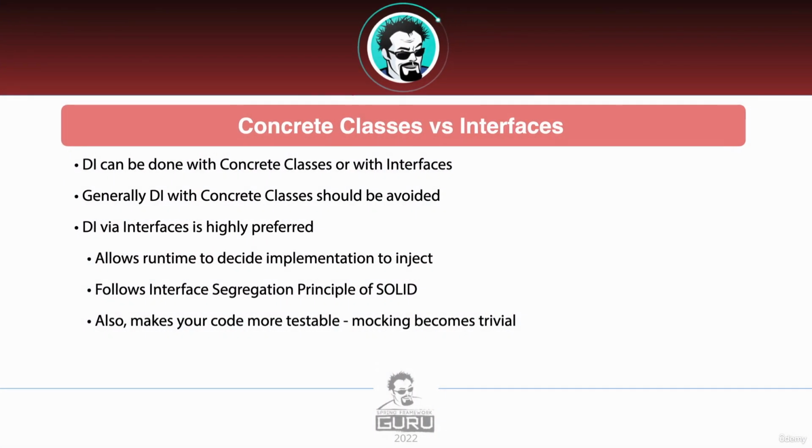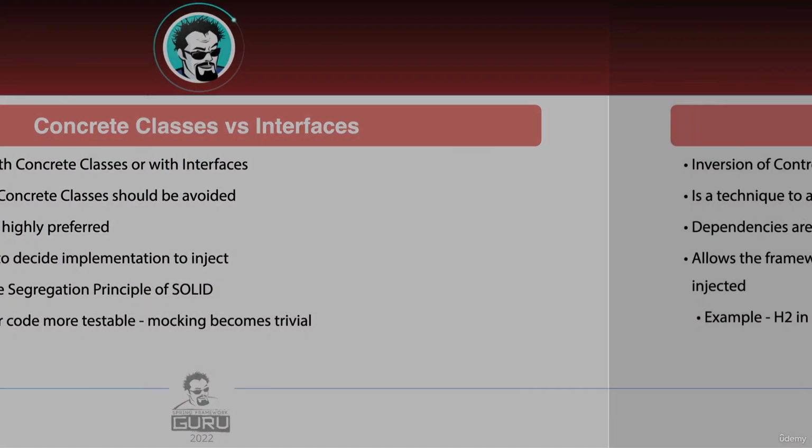So concrete classes versus interfaces. Dependency injection can be done with either. Generally, you want to avoid specific concrete classes. Dependency injection via interfaces is highly preferred. It allows that runtime to decide the actual implementation of the interface to inject. So this follows that interface segregation principle of the SOLID paradigm. And it also makes your code more testable. So if you are injecting an interface, if you need to mock that at test time, that becomes very trivial to do. So it's very easy to do that. So your life will be much easier if you're using interfaces for your dependencies.